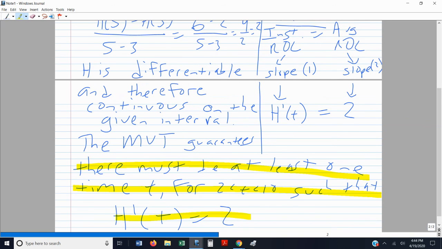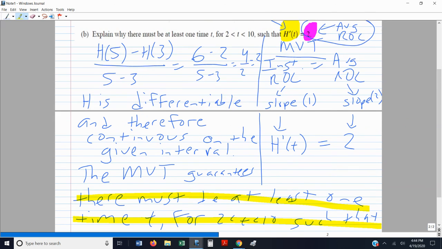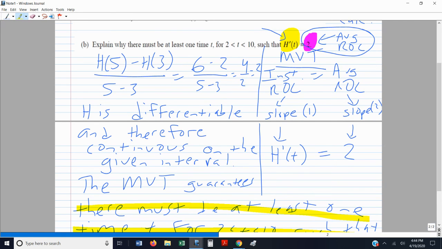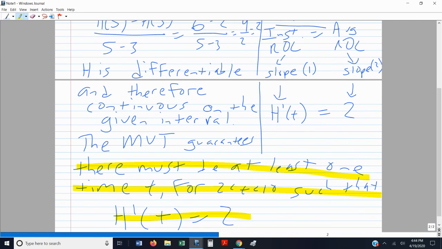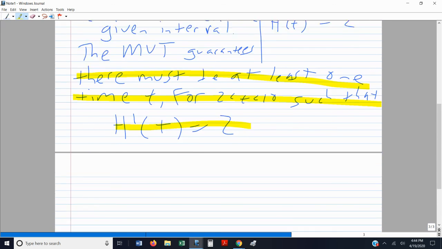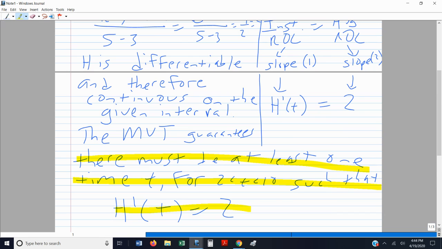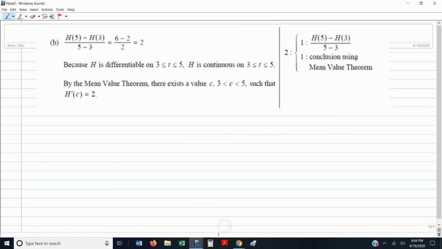So we know that that's a great thing to do. So you showed the average rate of change of 2. You set up why you're allowed to use the MVT because of the differentiability and continuity. And then you actually have to say MVT to show that you're using that theorem. And then the rest of that sentence is copied from the question. So that was the MVT proof.